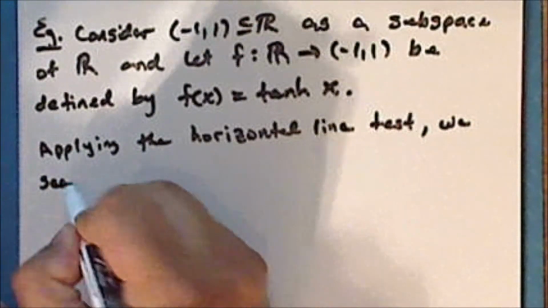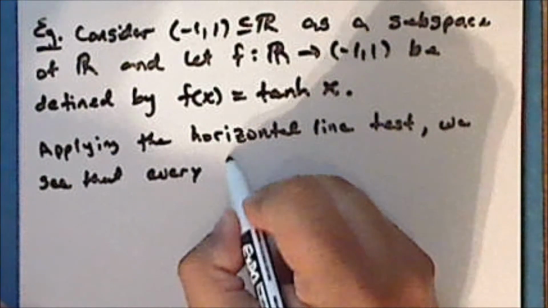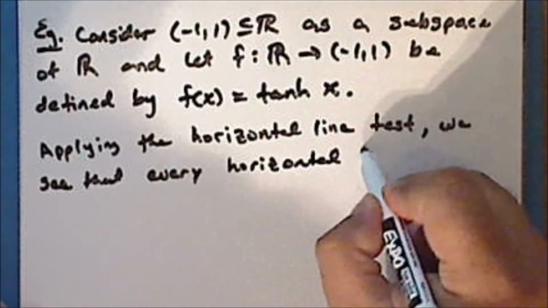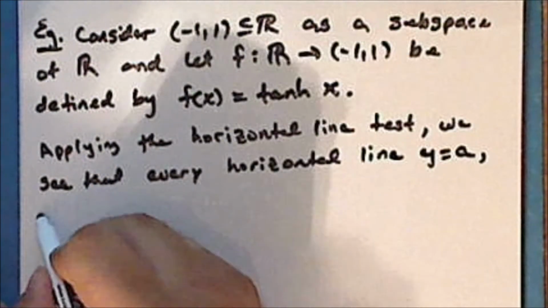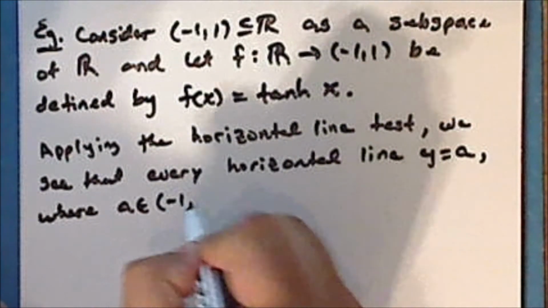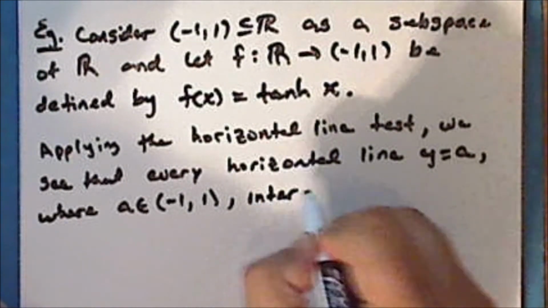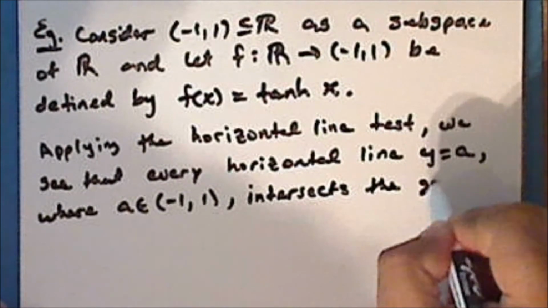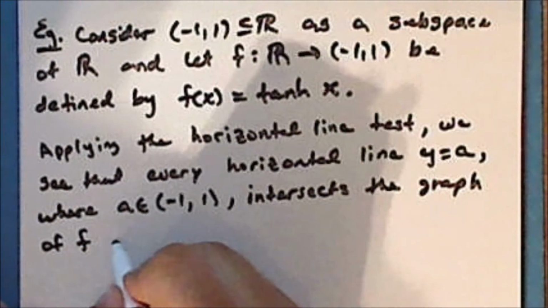we see that every horizontal line y equals a, where a is in the open interval from negative 1 to 1, intersects the graph of the function f exactly once.